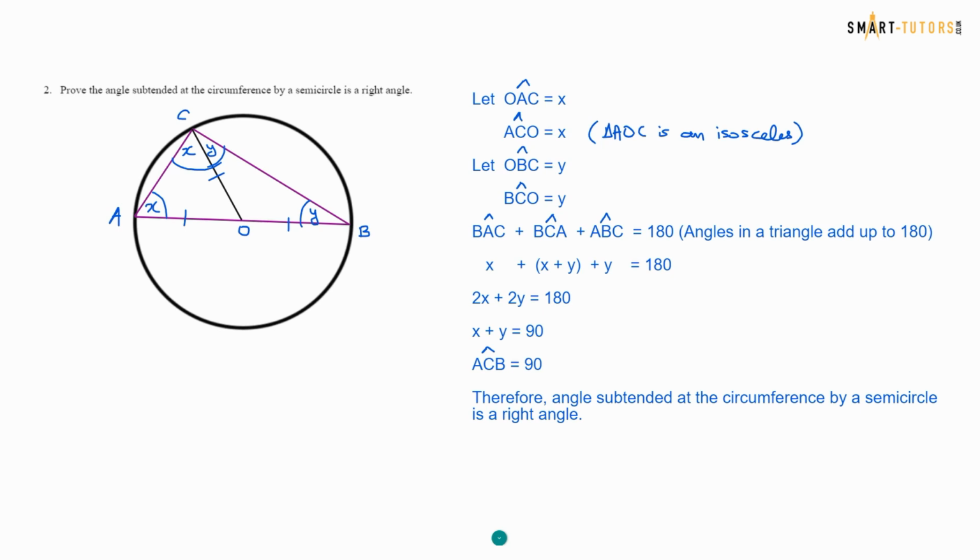So 2x plus 2y, if you factorize, is 2 times (x plus y) equals 180. If you divide both sides by 2, x plus y equals 90. So x plus y means ACB equals 90 degrees. Therefore, the angle subtended at the circumference by a semicircle is a right angle.